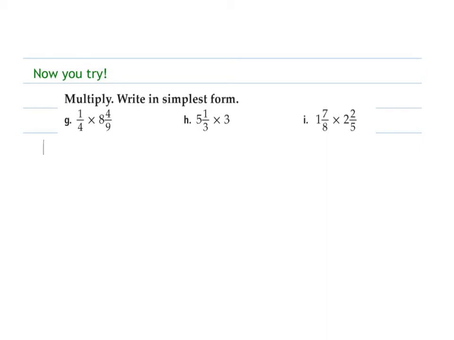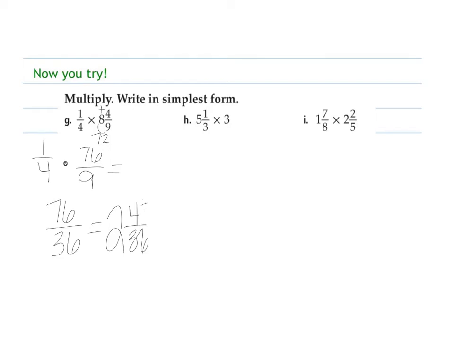So I'm going to rewrite it. 1/4 times 9 times 8 is 72 plus 4. So 72 plus 4 is 76/9. 1 times 76 is 76. 4 times 9 is 36. 36 goes into 76 twice because I know 36 times 2 is 72. So 2 and 4/36. They can both be divided by 4. So 2 and 1/9.